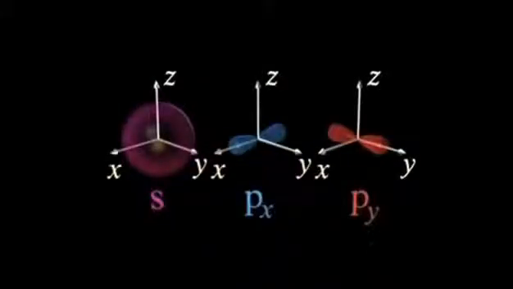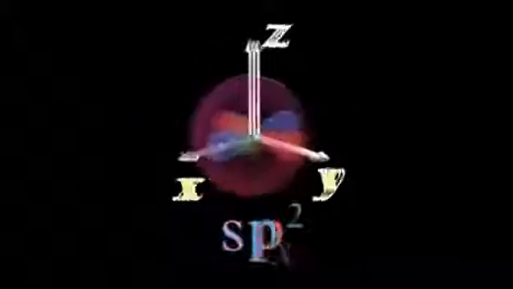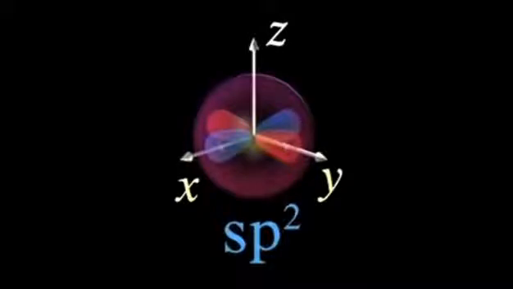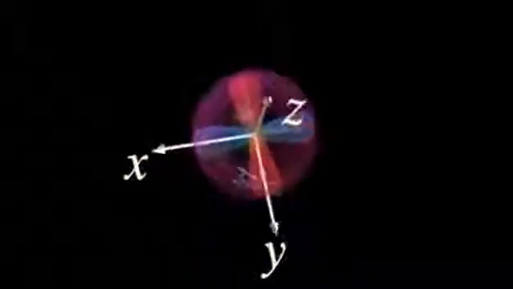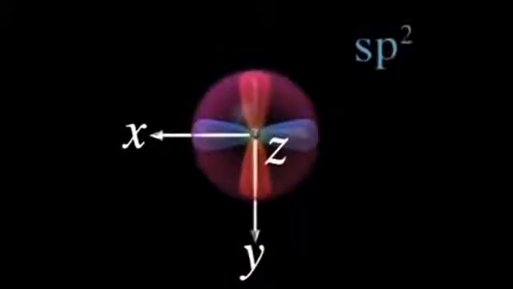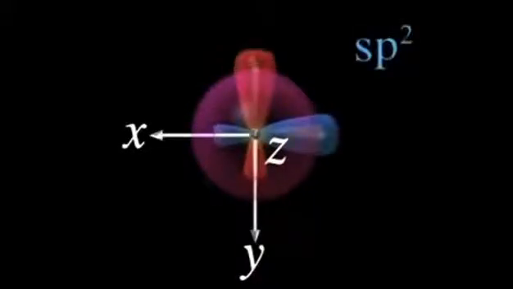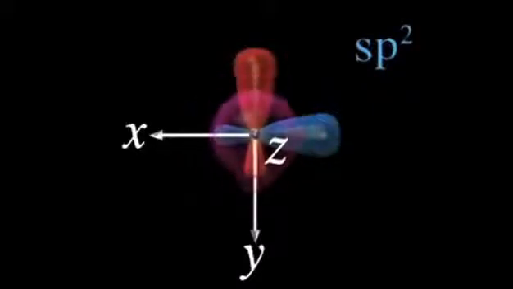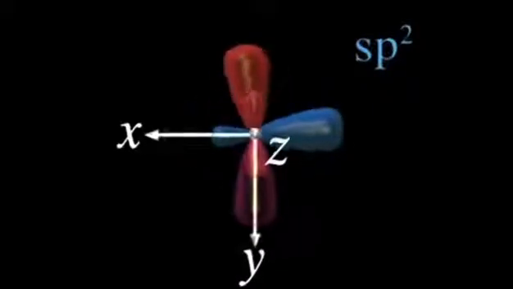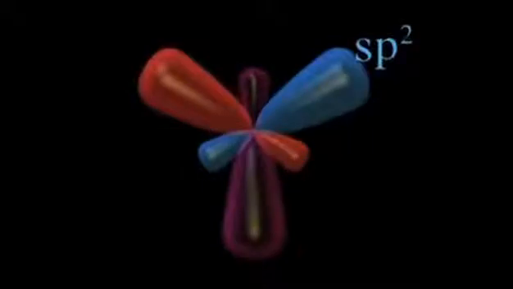Mixing of an s with the px and py orbitals produces three equivalent hybrid orbitals in the xy plane. We call these sp2 hybrid orbitals. Notice that the hybrid orbitals have major lobes which contain most of the electron density in the orbital. These are used in bonding to other atoms.